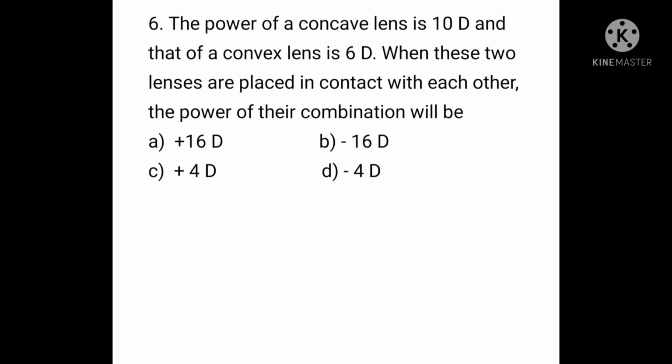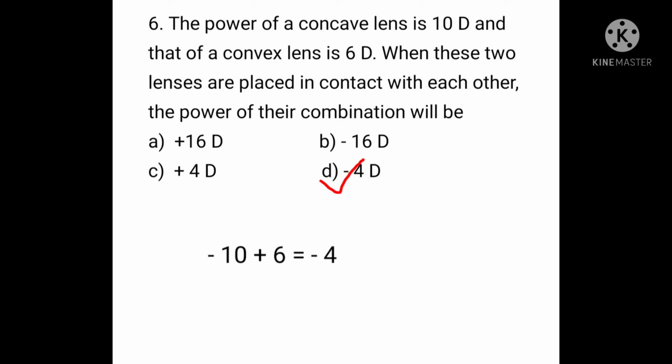Question number 6. The power of a concave lens is 10 diopter and that of a convex lens is 6 diopter. When these two lenses are placed in contact with each other, the power of their combination will be option A, plus 16 diopter, option B, minus 16 diopter, option C, plus 4 diopter, option D, minus 4 diopter. Here the answer is option D, minus 4 diopter.